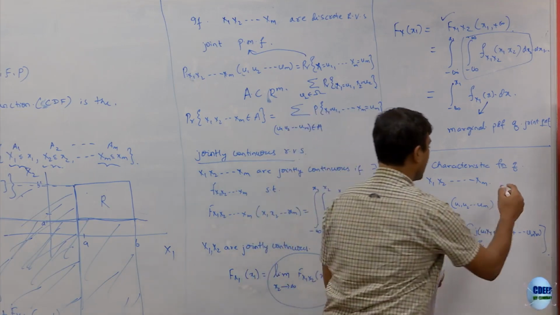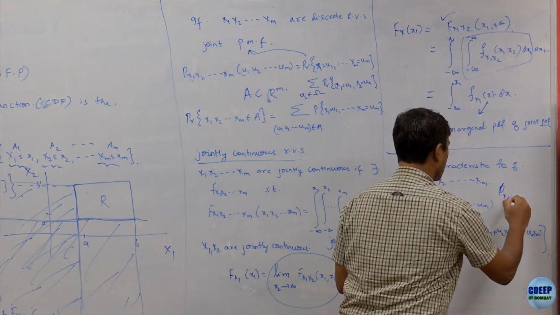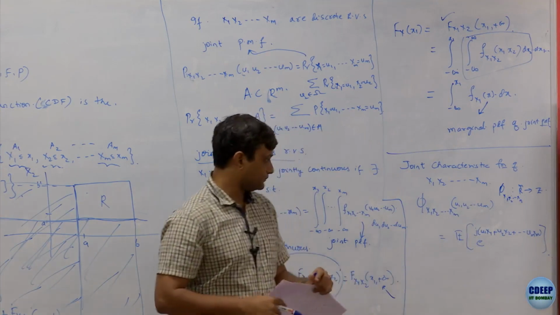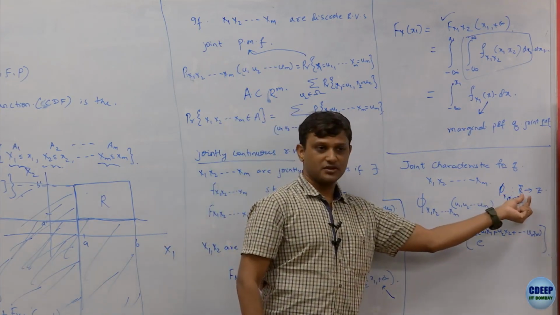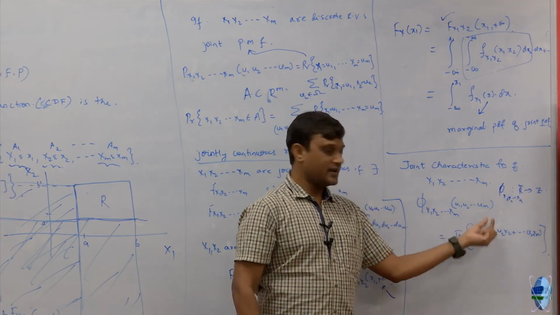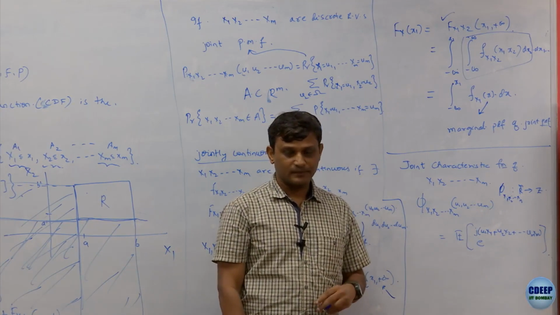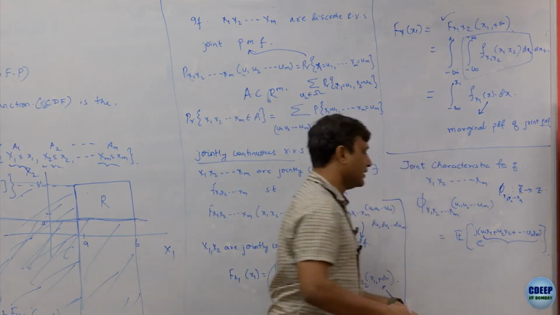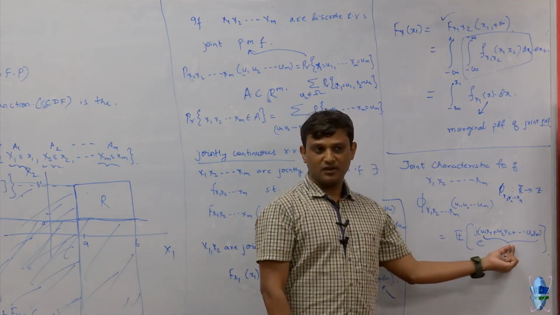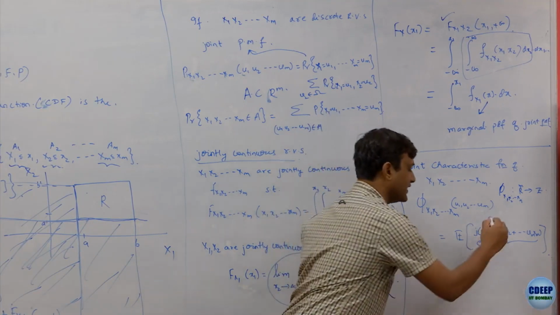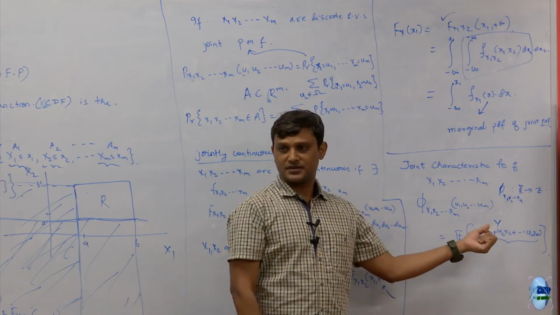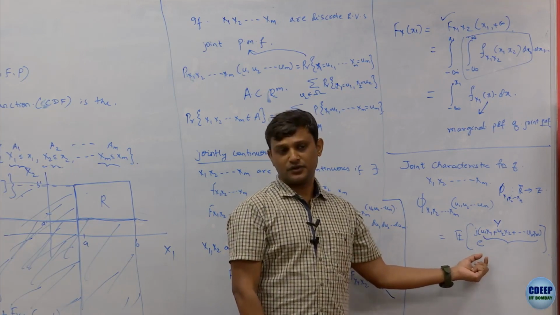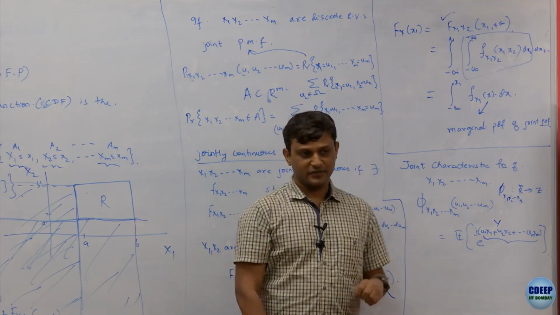So this characteristic function is now a function which takes m inputs and then gives a value which could be complex. Basically what we did is we took a weighted sum of all my random variables. If you call this some new random variable y, for that I am now finding the characteristic function. So this is how we are going to define the characteristic function of a set of random variables.